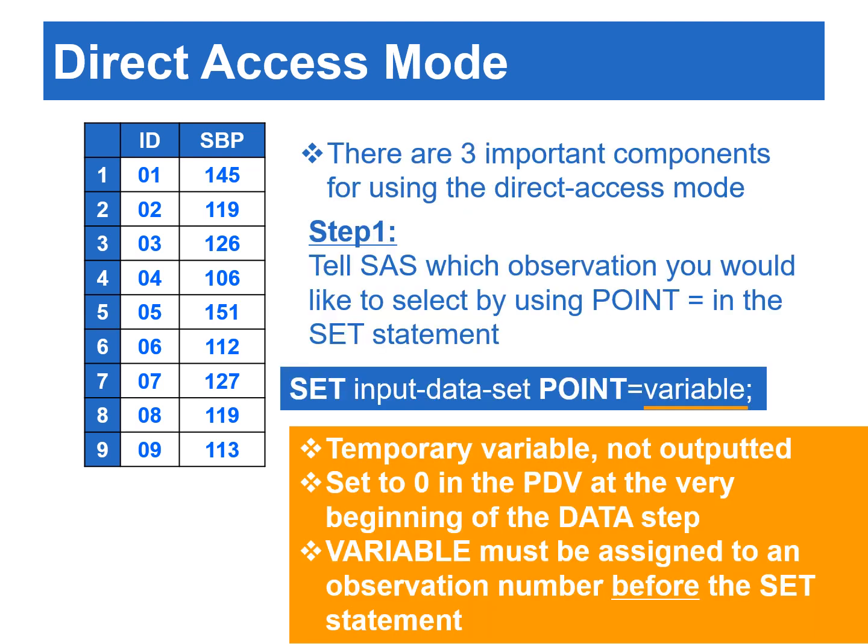There are three important components for using the direct access mode. First, we need to tell SAS which observation we would like to select. This step is performed by using the point equals option in the set statement. The variable specified by the point equals option is a temporary variable, and it is not outputted to the output dataset. This variable is set to 0 in the PDV, at the very beginning of the data step. Then it must be assigned to an observation number, before the set statement.